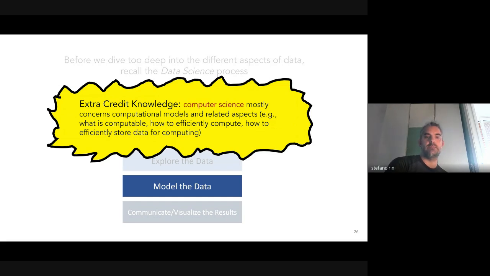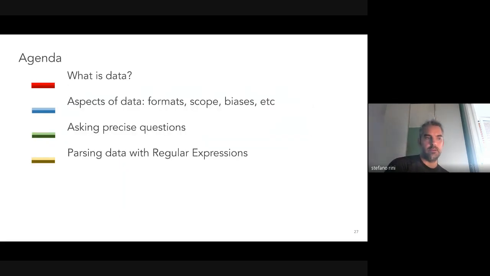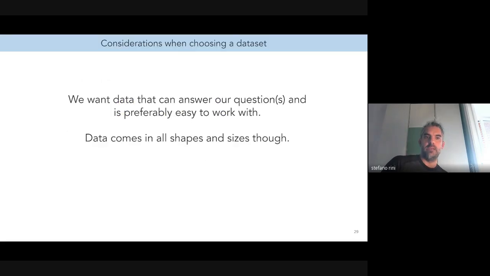So computer science is mostly concerned with computational models and related aspects. And our focus is what is computable, how can you efficiently compute something, how can you store the data, and so on and so forth. But of course, it's also our duty to be able to communicate the results of our findings and to be able to design experiments. Okay. So let's now discuss different aspects of data.